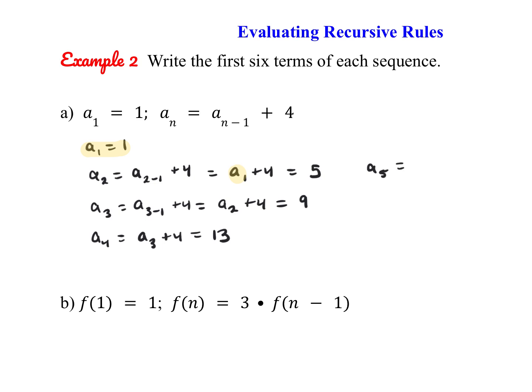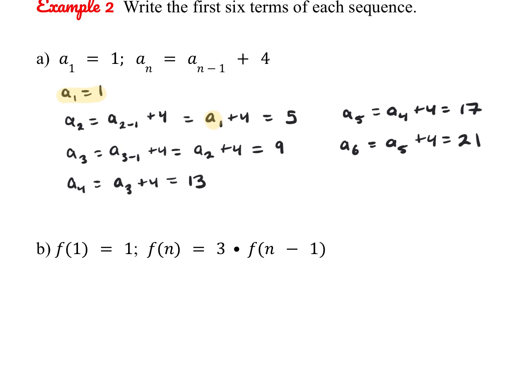To find the fifth term, I will use the fourth term, and I'll add 4. So I get 17. And for the sixth term, I take the fifth term, the term before it, and I add 4, and I get 21. So again, everything is written in terms of a previous term.